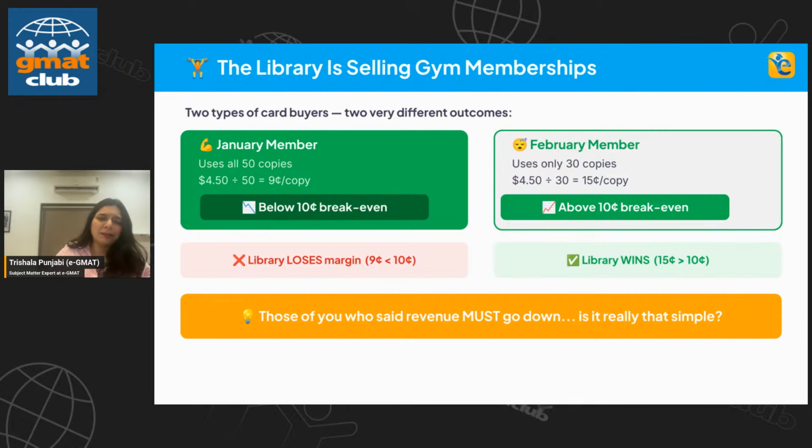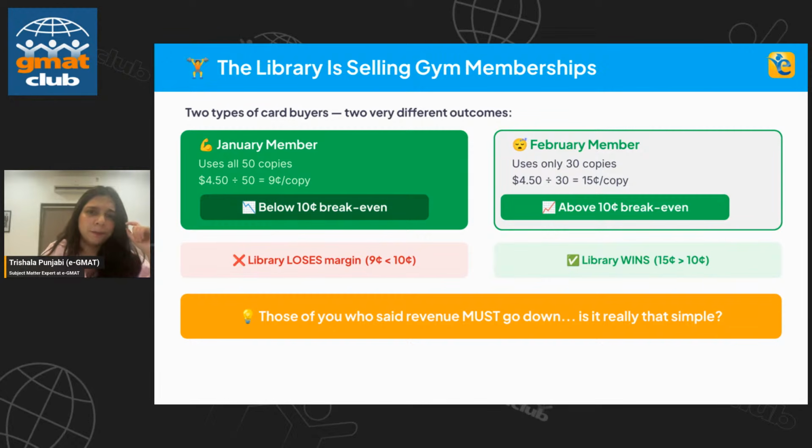The library basically has two types of card buyers: the January member and the February member. There is one type of very enthusiastic card buyer who will say, I have got the card, I am going to use all 50 copies. Then they are getting 9 cents per copy. Earlier, the library was getting 10. So 9 is obviously less than 10, so the library is losing money. Okay. Now let's talk about the February member. Let's say this person only uses 30 copies. Anyway, they did not have the requirement of 50 copies.